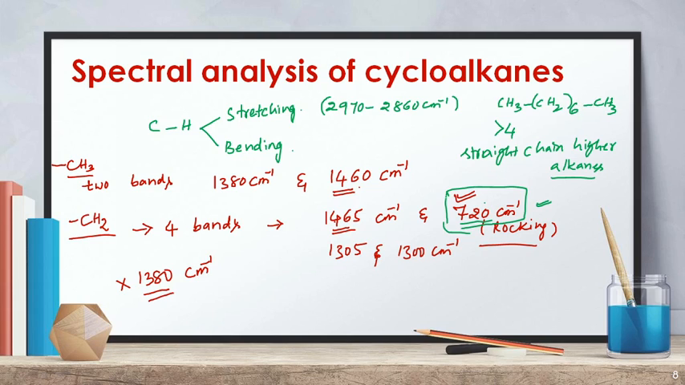If the alkane is a branched one, how can we differentiate a branched alkane from a straight chain alkane? If there is an absence of the 720 cm⁻¹ peak, then it gives the clarity that the alkane is not a higher alkane. It may be a lower alkane, or it may be a branched alkane. That is the identification, right?